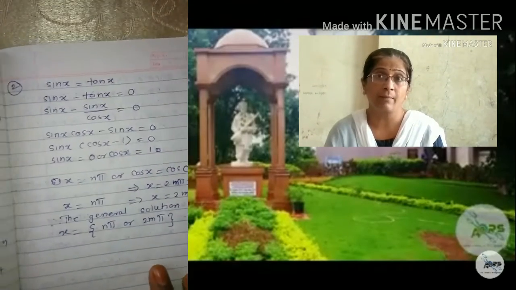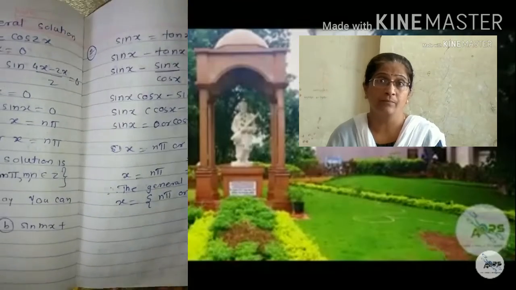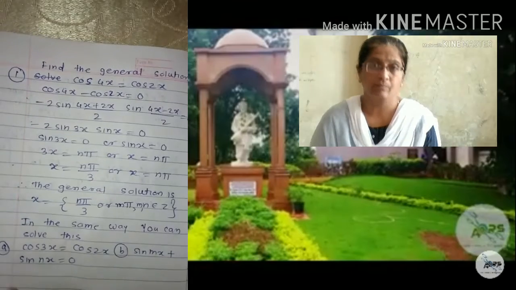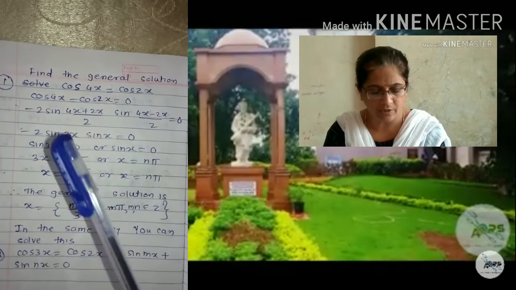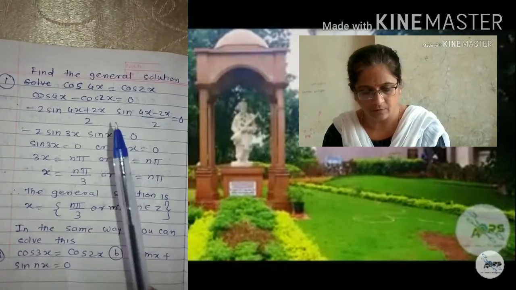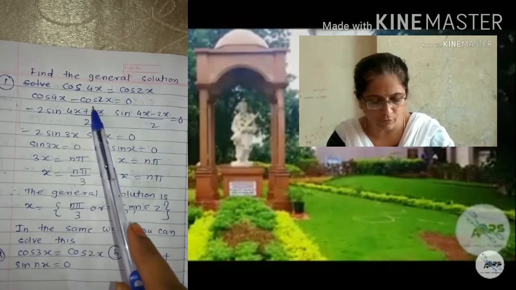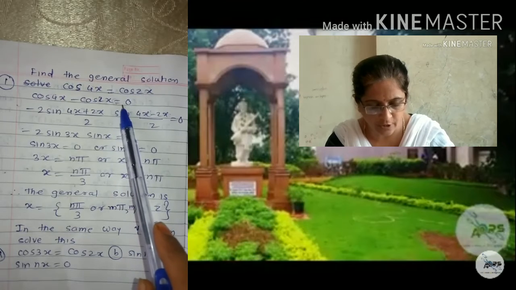Let us start examples now. First example: find the general solution of cos 4x is equal to cos 2x. So this can be written as cos 4x minus cos 2x equal to 0.